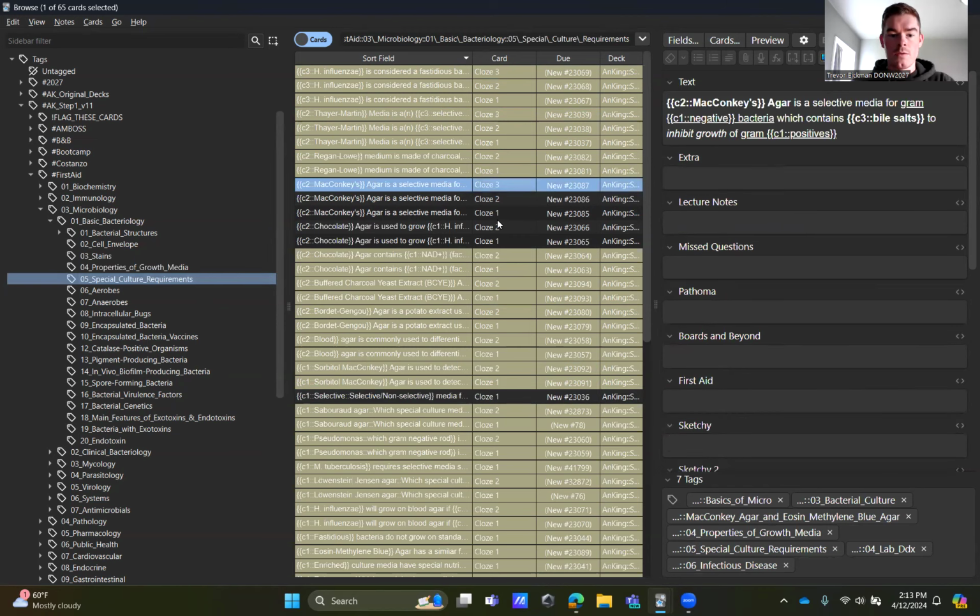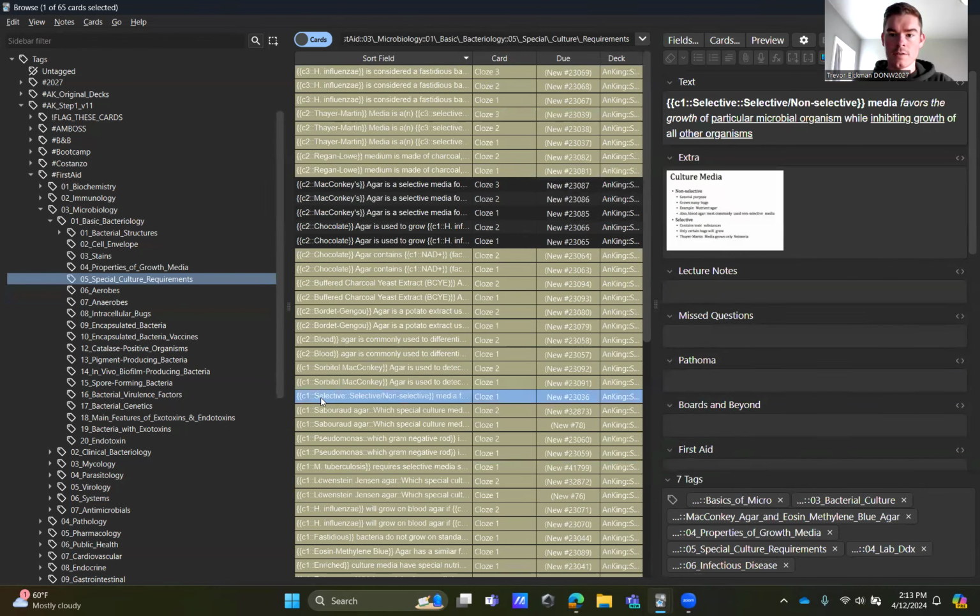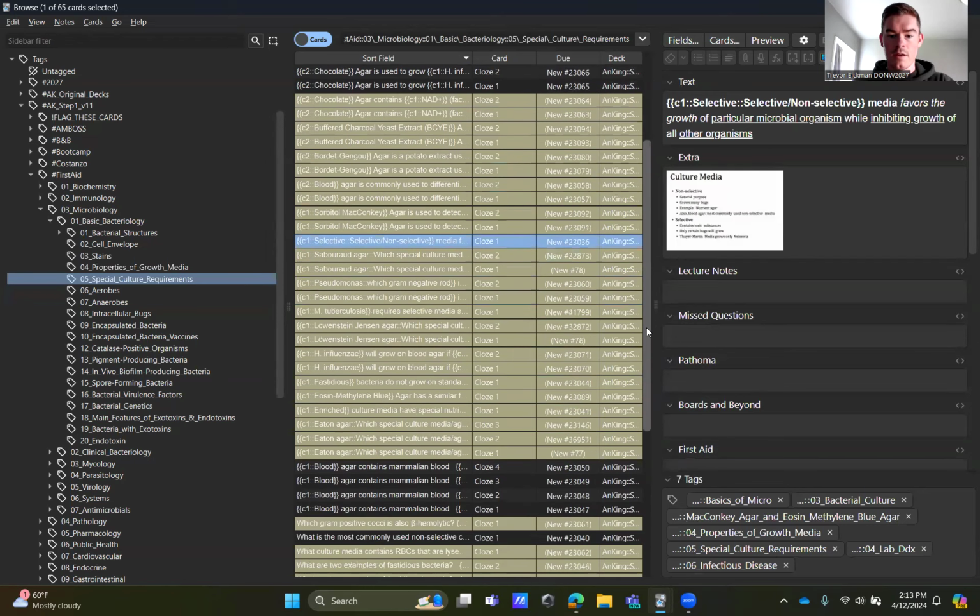In special, you want to come down and find the MacConkey's agar. If you read here on the left, you'll see MacConkey's agar. You want to activate those three MacConkeys and those two chocolates if they're not activated from that previous section, the properties of growth media. So there's five there you should have. Then you're going to keep coming down until you see the selective, non-selective. That should be activated already as well, but if it's not, pick that up.